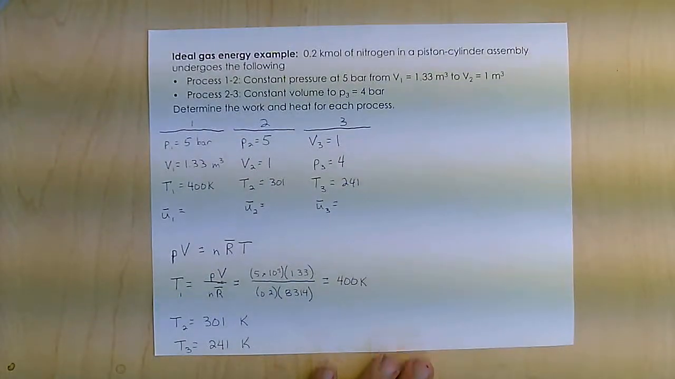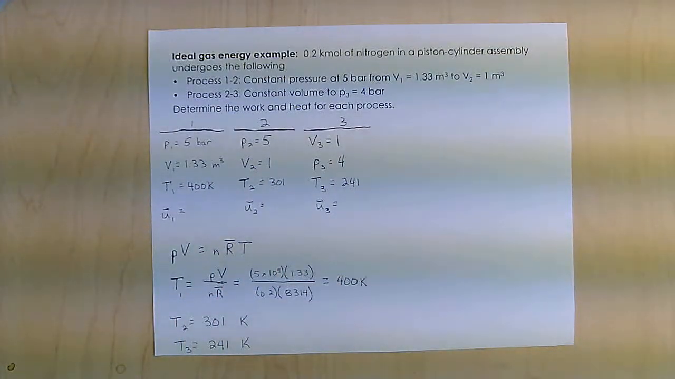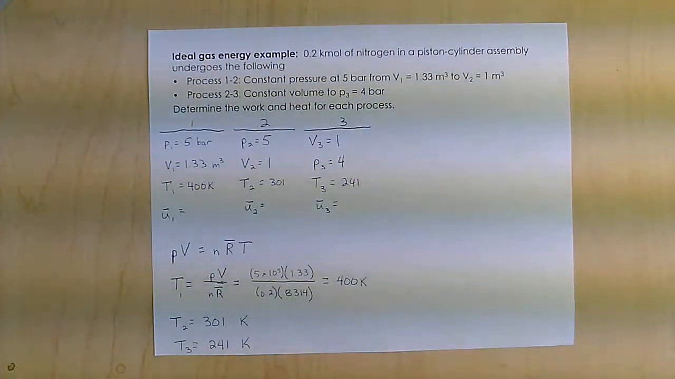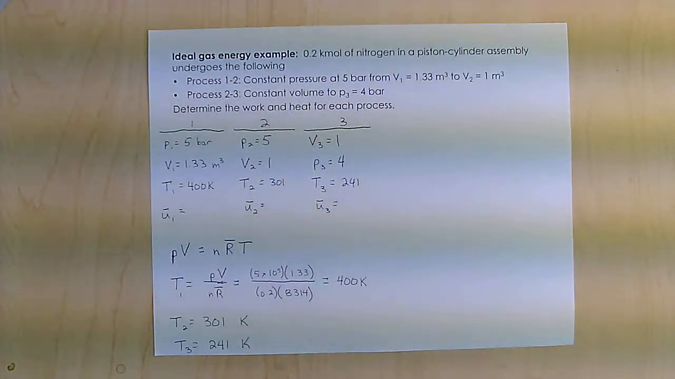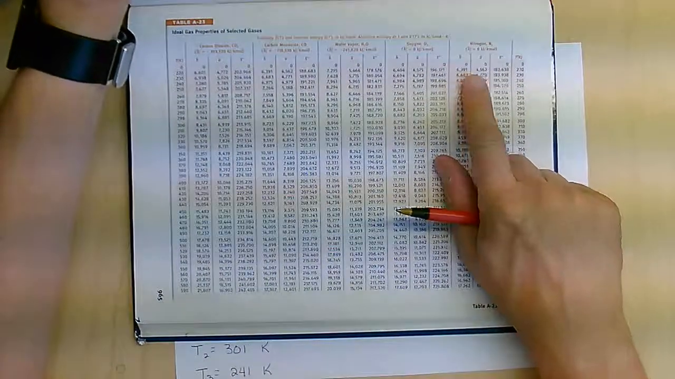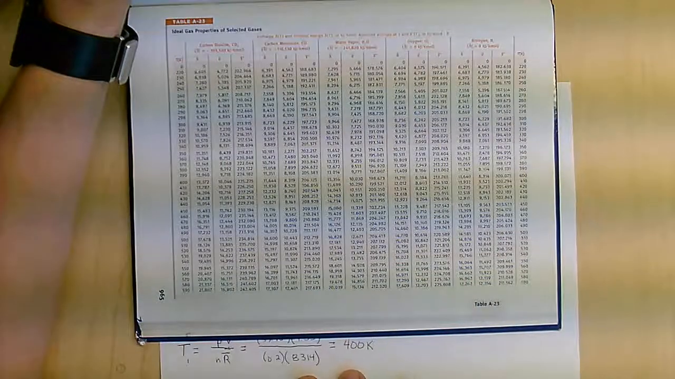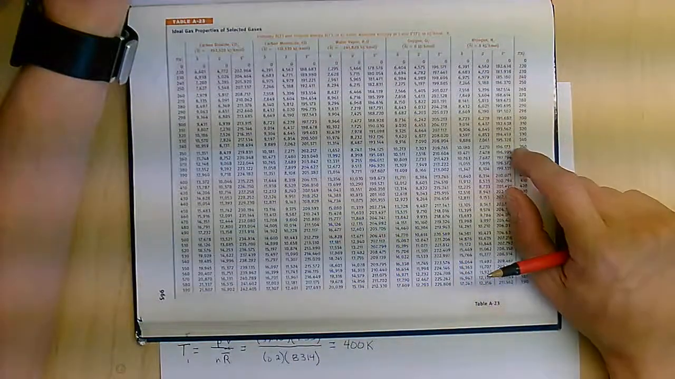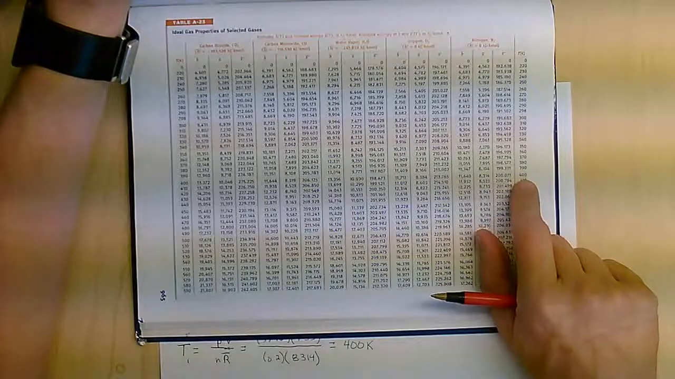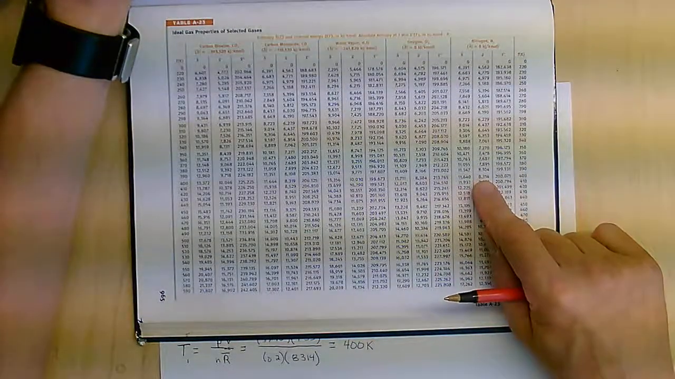Now I'm going to go to my table for 400, 300, and 241 and calculate my U bar, and then I'll be able to go through and solve my work and my heat. So again, this is nitrogen. So I'm right here. What do I have? I have 400, 300, and 241. So 400 is right here. That makes U 8314.